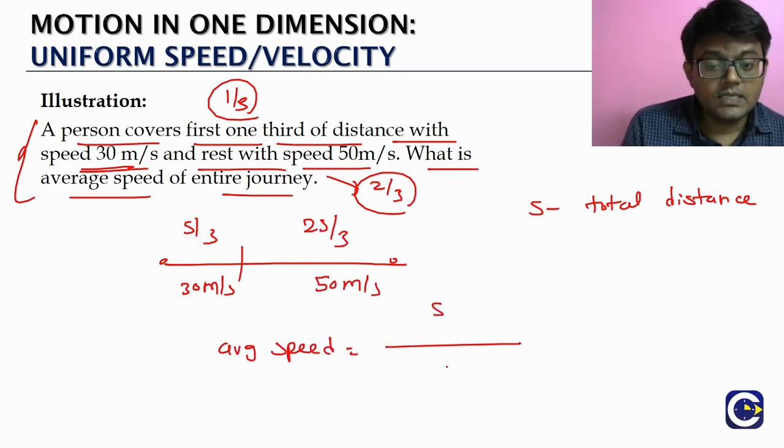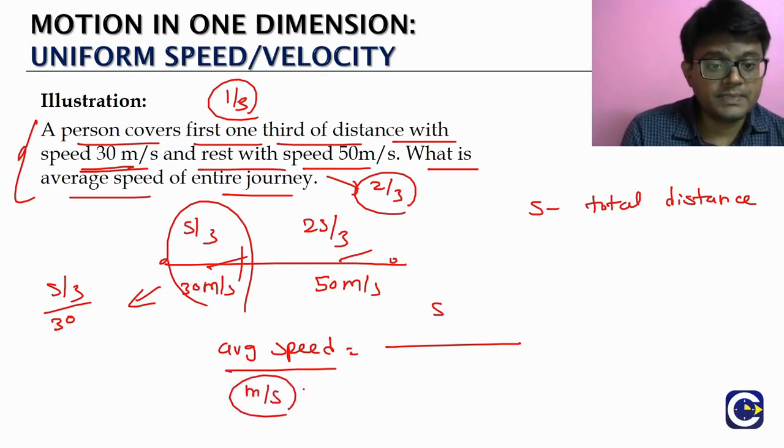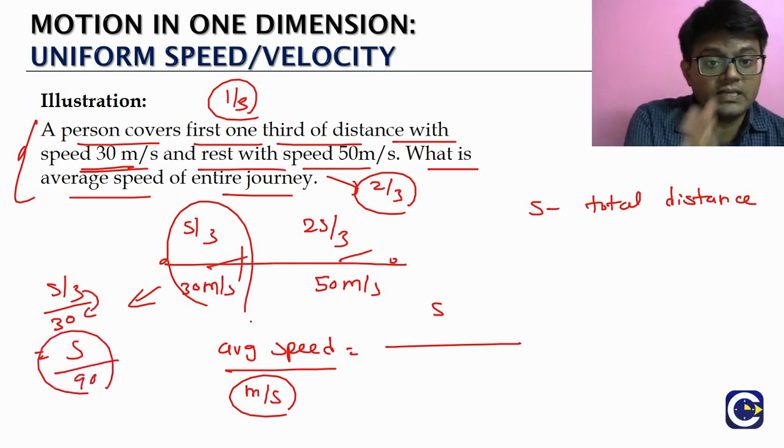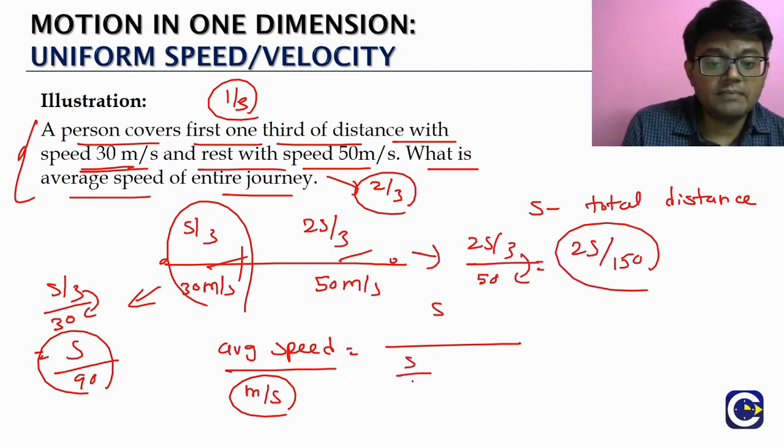Total distance, which is S, divided by the total time taken. What will be the total time taken? Look at the first interval. The time formula is distance by speed. I'm not using the unit here because both speeds are in meter per second, so the average speed will also come in meter per second. The 3 will go to the denominator, so it is S by 90. That is the time for the first part of the journey. For the second part, the distance is 2S by 3 divided by the speed 50, so the 3 comes to the denominator, 2S by 150. So the total time is S by 90 plus 2S by 150.